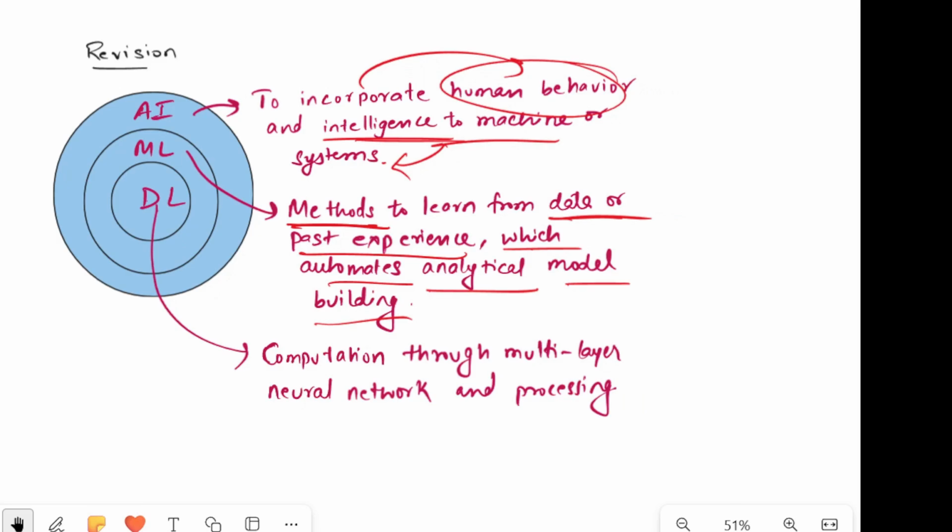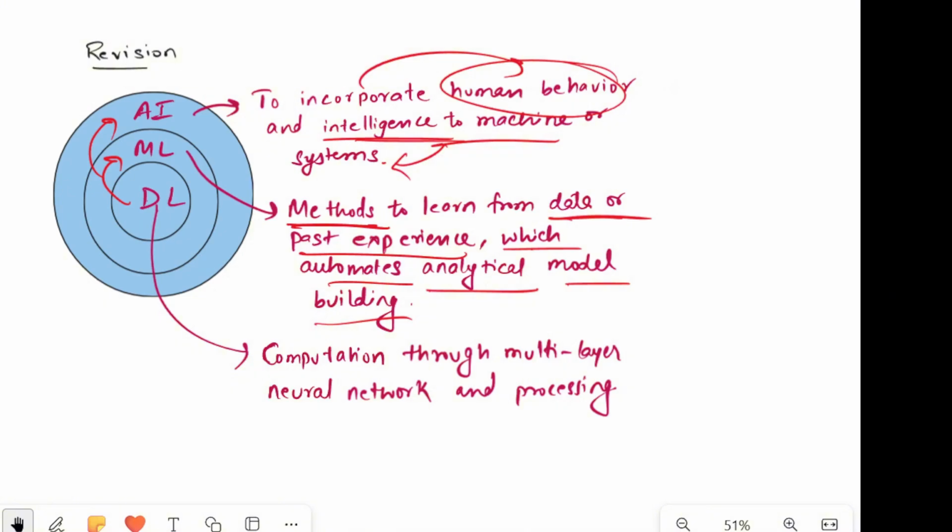Let's repeat one more time. Artificial intelligence describes the simulation of human behavior and intelligence. Machine learning provides techniques or methods to learn from data based on patterns. Deep learning models are inspired by the structure of the human brain and use multi-layer neural networks to process the data. So, deep learning is a subset of machine learning. Machine learning is a subset of artificial intelligence.